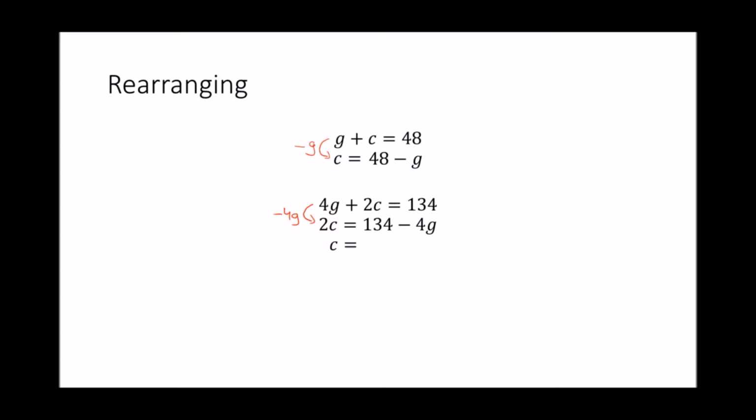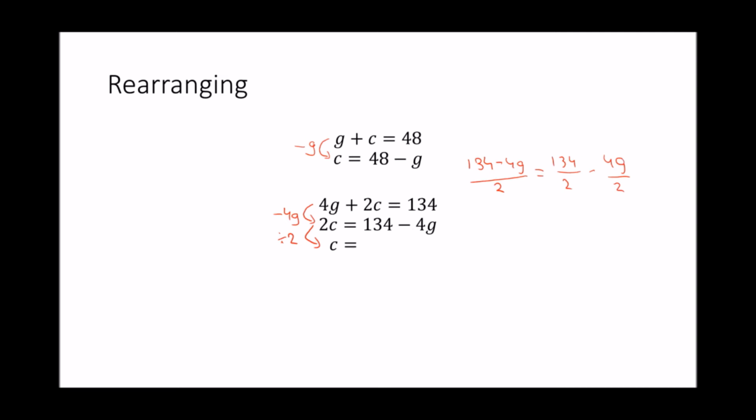To get from 2C to C, we have to divide by 2. But this is where it gets a bit more challenging than a regular balance method, because when we're solving an equation, we only have to divide a number by 2. But now we have 134 minus 4G, which is divided by 2. And it turns out that that is the same as 134 divided by 2 minus 4G divided by 2. And this does make sense.